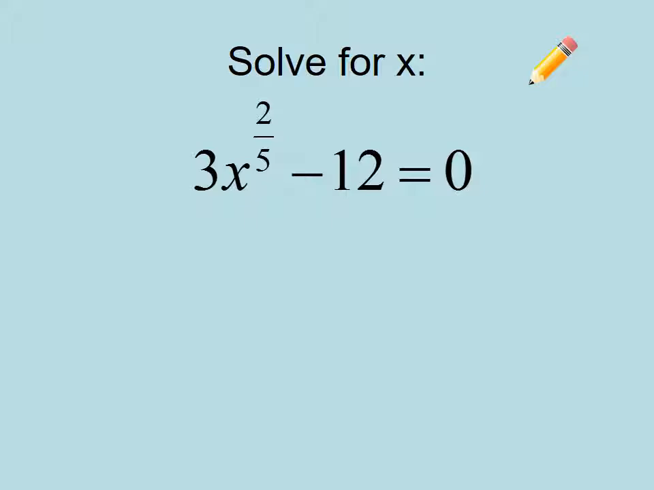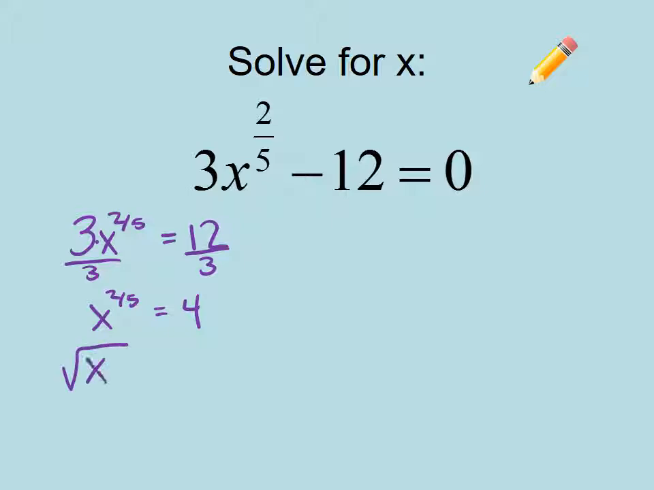To start off, in each process, I'm going to do the opposite operation of adding 12 to both sides. Next, since I have 3 times x, the inverse operation would be to divide. Now what we're most familiar with is to rewrite that as x with an index of 5 and an exponent of 2.